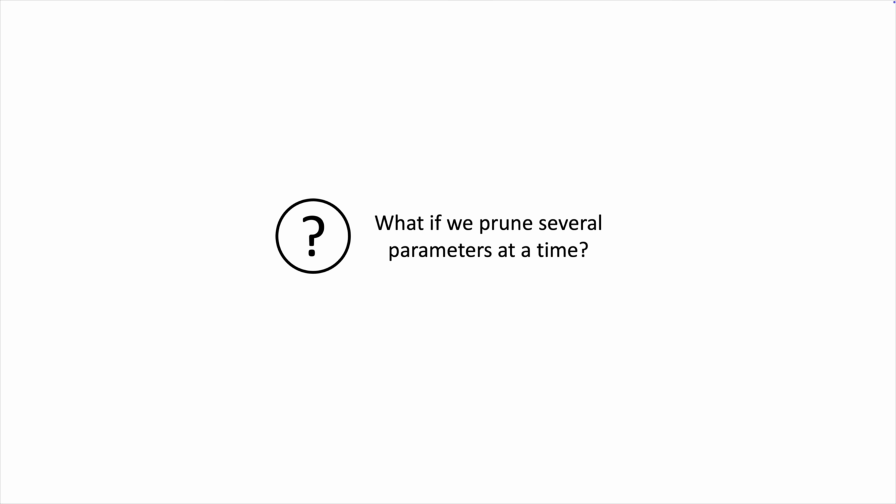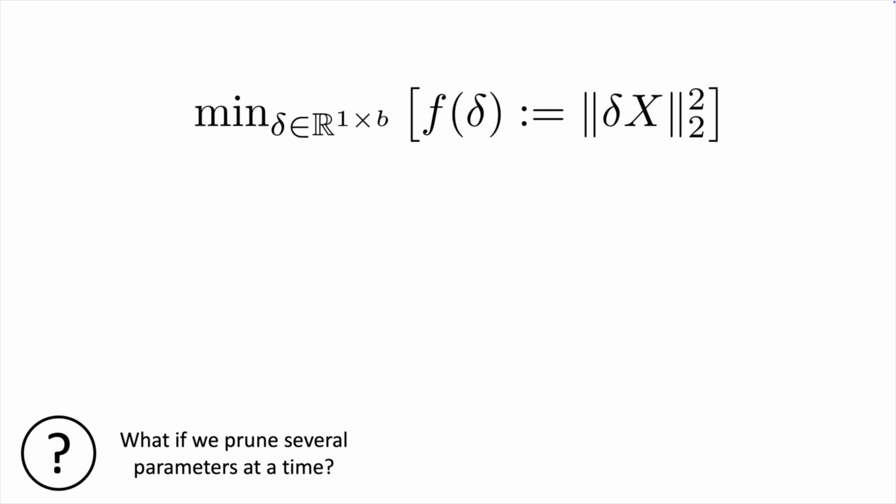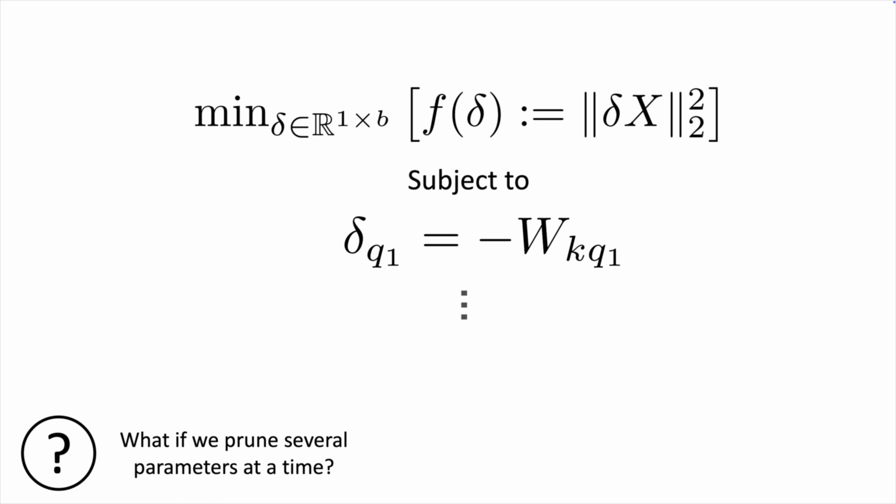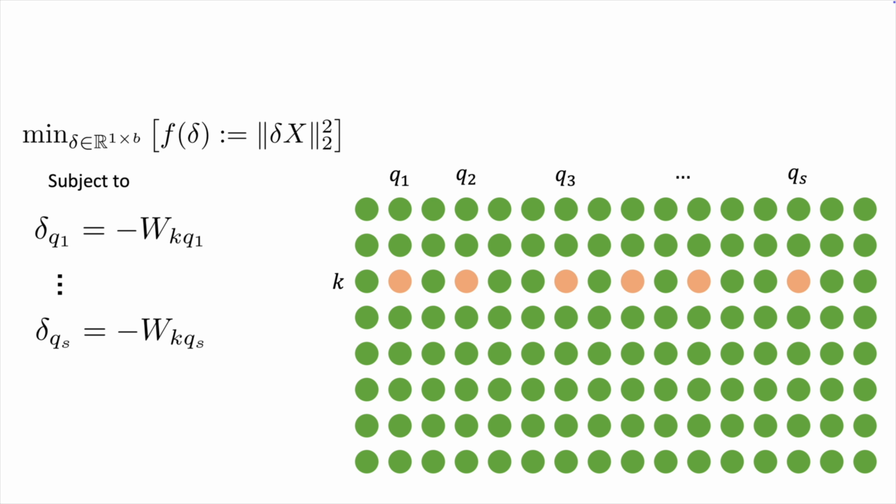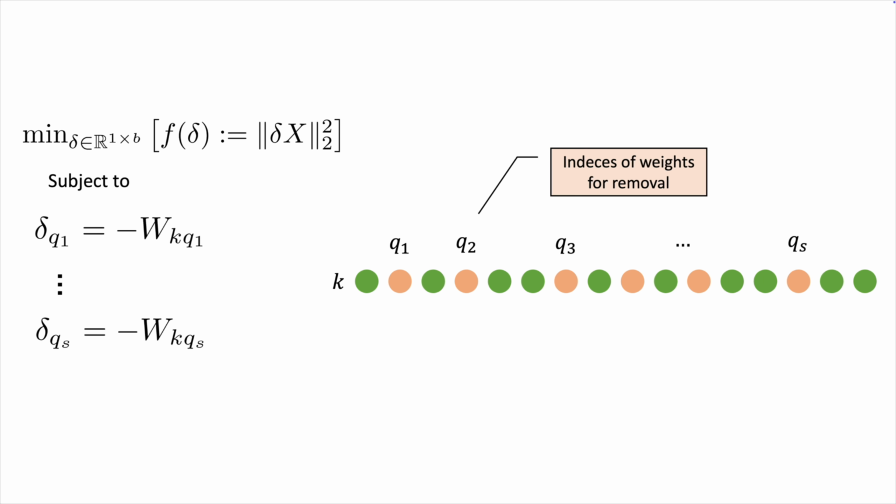Let's begin with the first question and derive the joint update. Instead of one constraint, we now have S constraints. The weights at positions Q1 through Qs must all become 0 together. The crucial point is that their effects are coupled. If two inputs are correlated, the best correction for deleting both weights is not generally the same as applying two independent single-weight corrections, one after another.